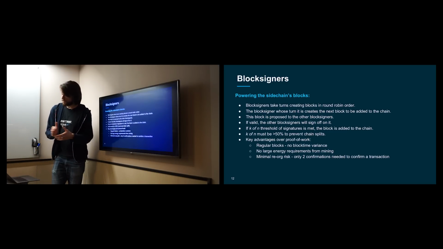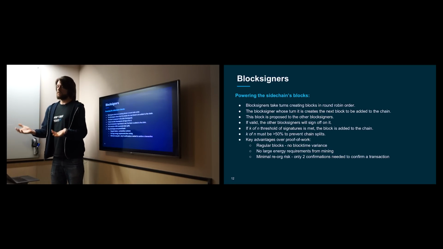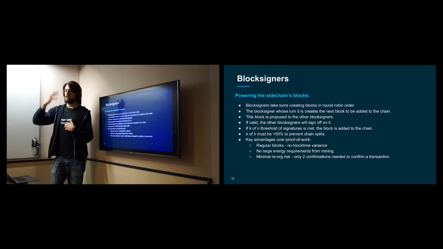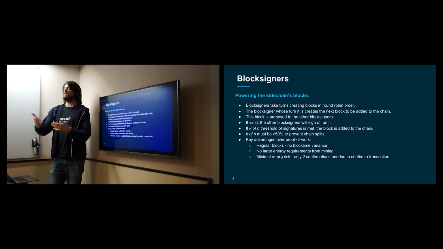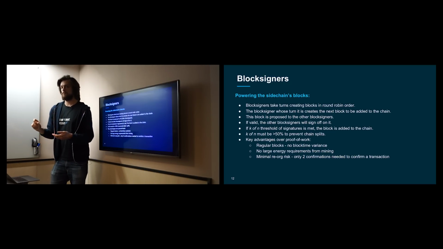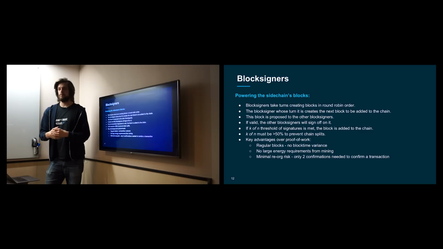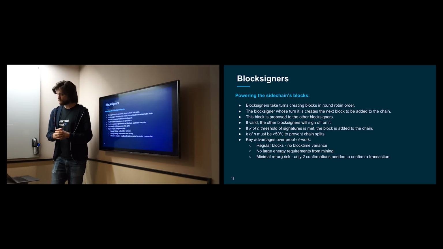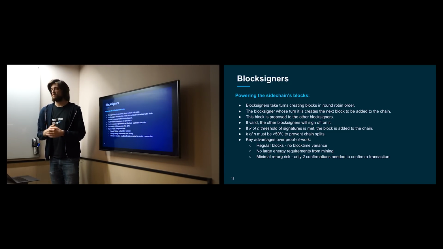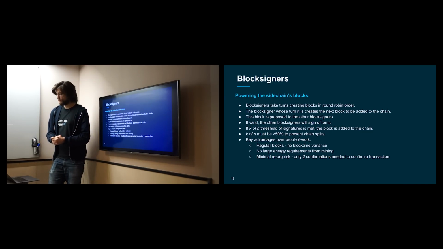All right, so then block signers, they power the sidechain's blocks. Essentially it's a round robin. So they take turns getting to create a block. If I'm one of the block signers, it's my turn. I create my block, I order the transactions, and then I send them to all the other block signers. If it is valid, people will sign off with their keys, and as long as you have the required majority of block signers signing off, it gets added to the chain. So you've got to make sure that the K of N proportion is above 50%, because if it's not, then you might end up with chain splits if different parts of the network disagree.